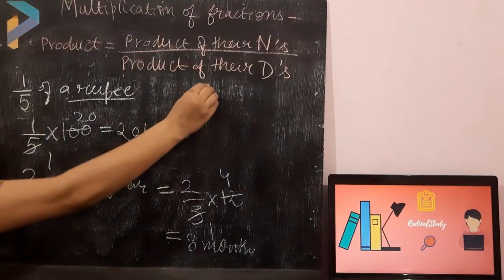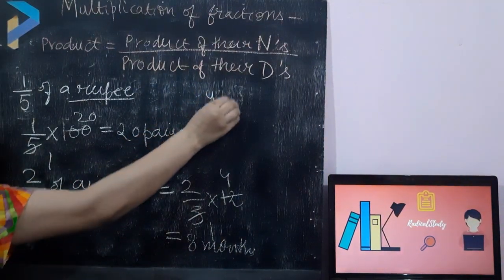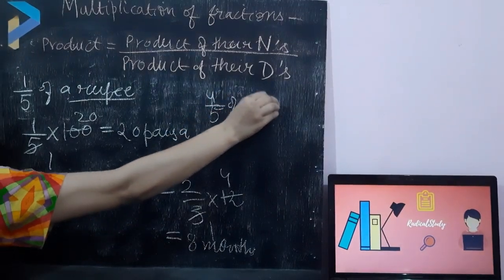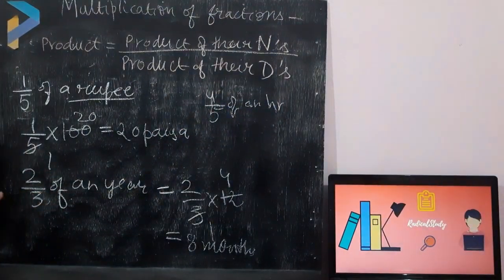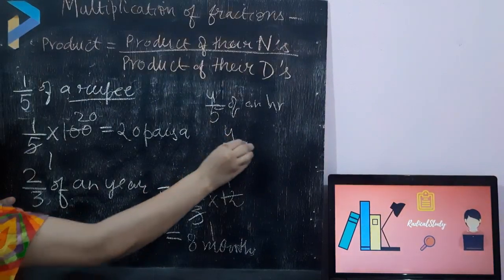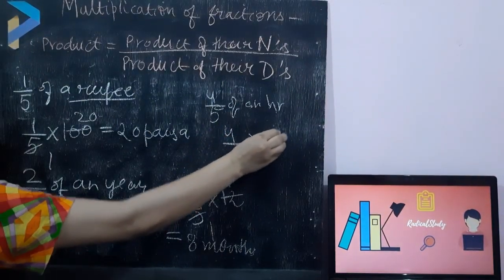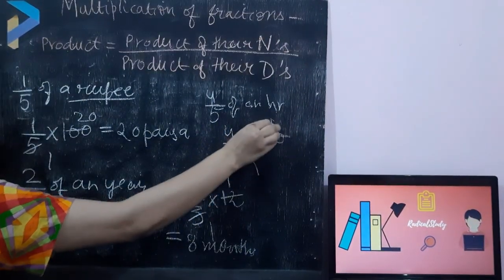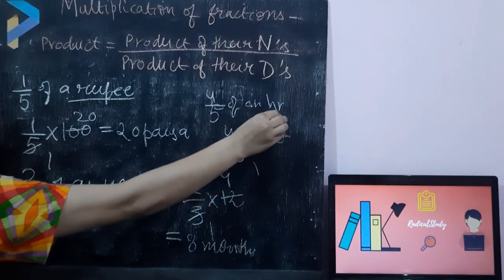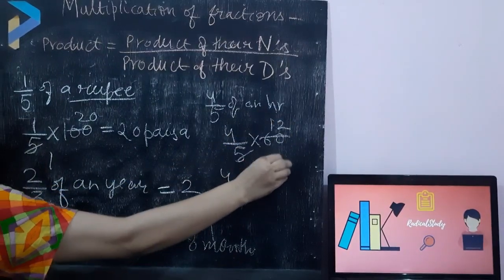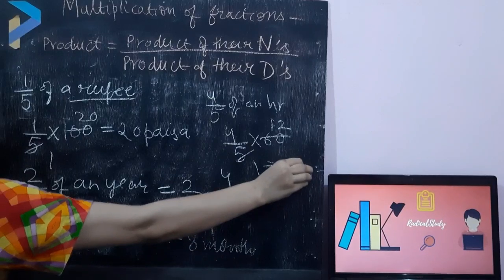So if it is written like that, 4 by 5 of an hour. Now how many minutes are there in an hour? There are 60 minutes. So we will write like this, 4 by 5 multiplied by 60. 5 1s are 5, 5 12s are 60. So the answer will be 48 minutes.